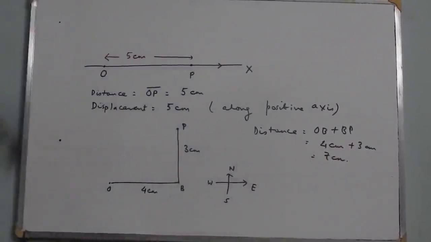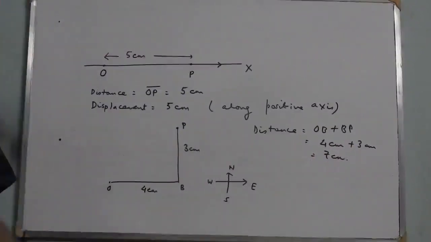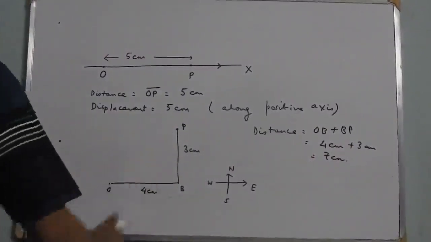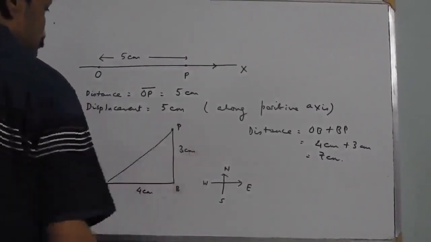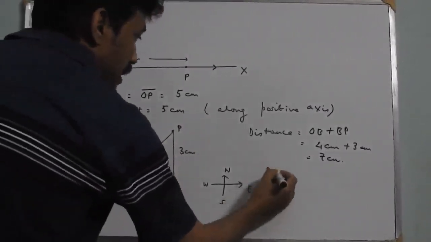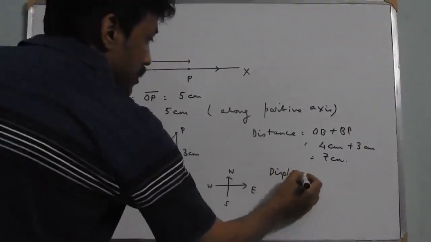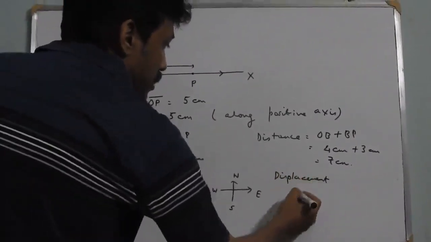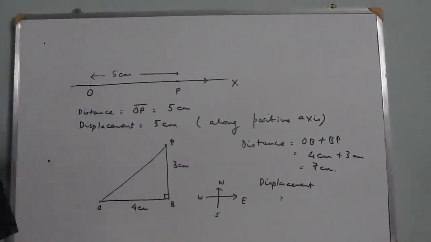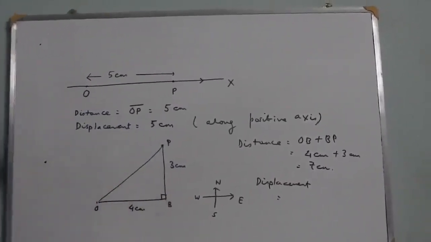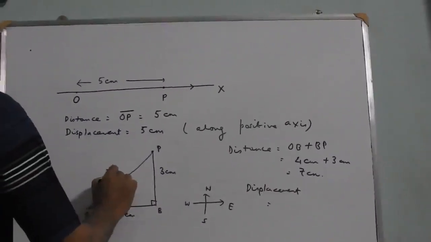But the displacement is the shortest distance between the initial and the final position, which will obviously be the straight line distance OP. So displacement has its value or magnitude equal to the shortest distance. Now we see that this is a right angle triangle, and so 3 square plus 4 square, square root of that will give you 5 cm.